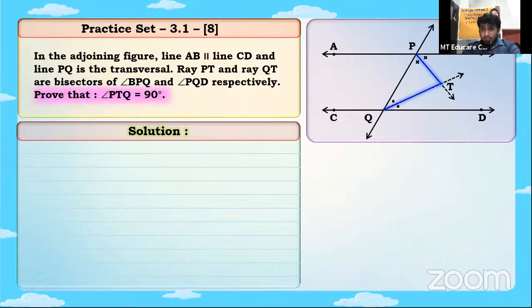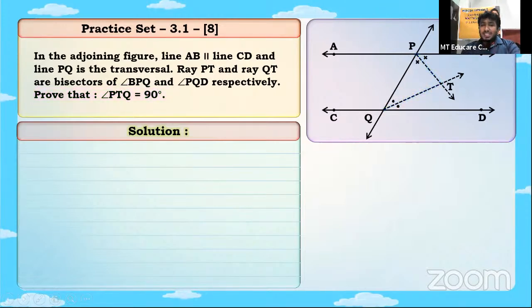This angle PTQ, I have to prove it as 90 degree. And students, it is very simple to prove. We are talking about this triangle PTQ. If I have to prove angle PTQ as 90, the sum of the remaining two angles should also be 90.